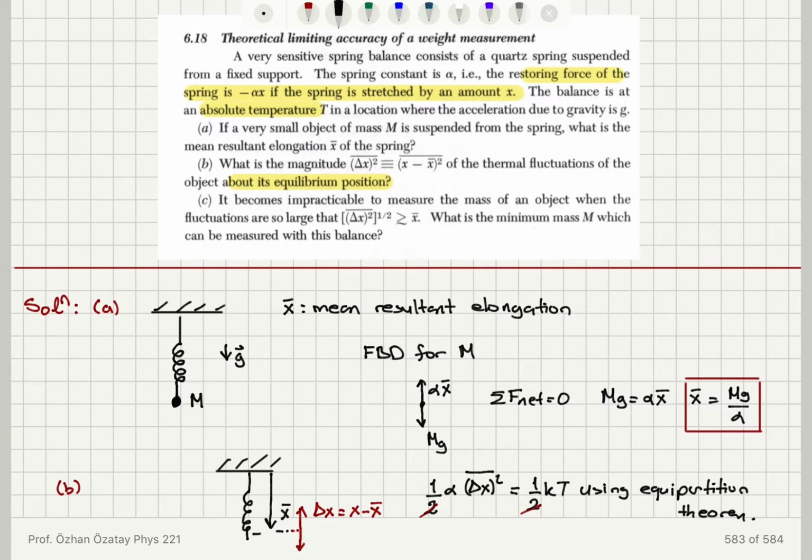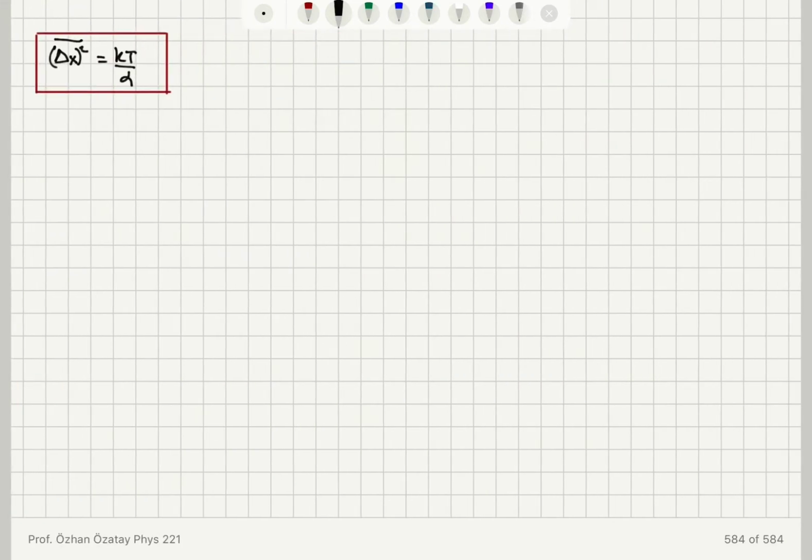It becomes impracticable to measure the mass of an object when the fluctuations are so large that the standard deviation or root mean square of the magnitude of fluctuations is comparable to or greater than x bar. What is the minimum mass which can be measured with this balance? So in part C of the problem, we're looking at the standard deviation of the fluctuations, which is square root kT over alpha, and when this is greater than or comparable to x bar, which is mg over alpha, we have a problem.